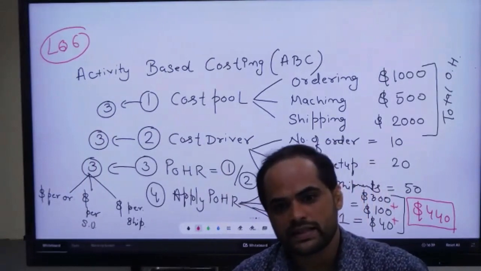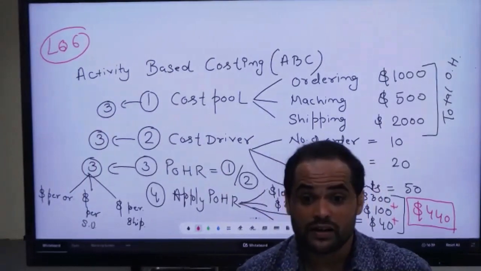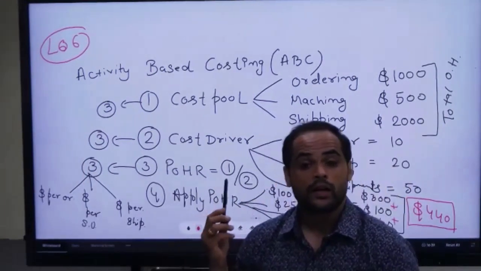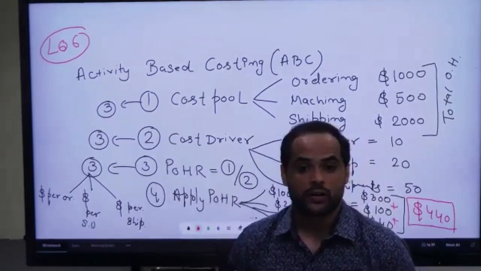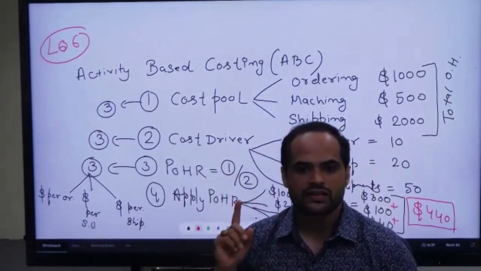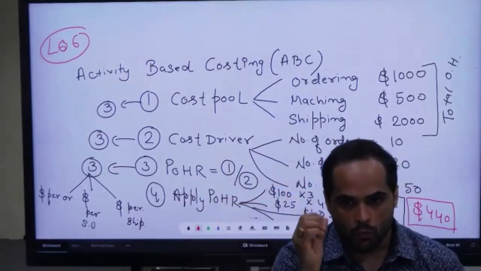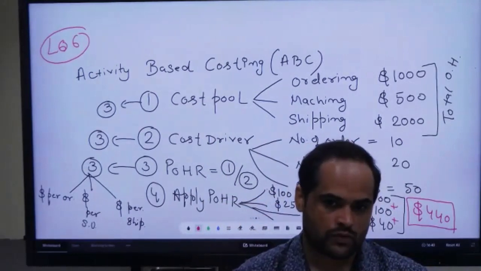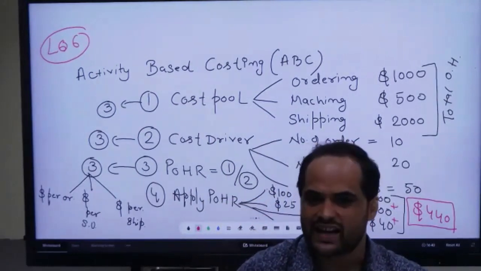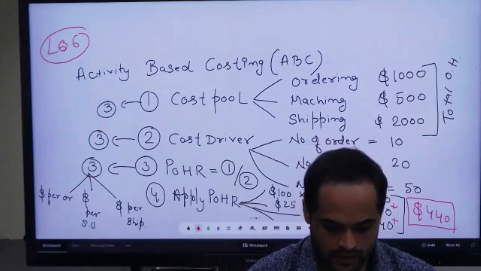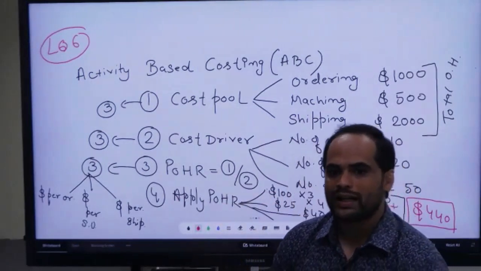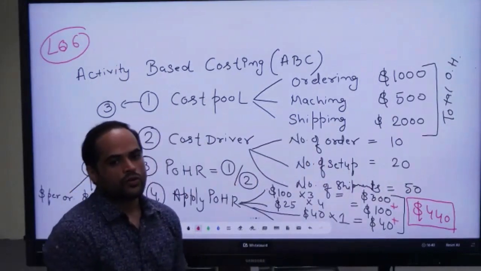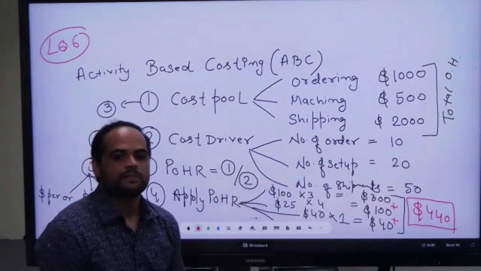Traditional or ABC? Can you tell me which method is better? ABC is better, or traditional better? Better means which method provides the most accurate allocation. Which provides more accurate or precise allocation, ABC or traditional? Quickly tell me. ABC is better, that's right.